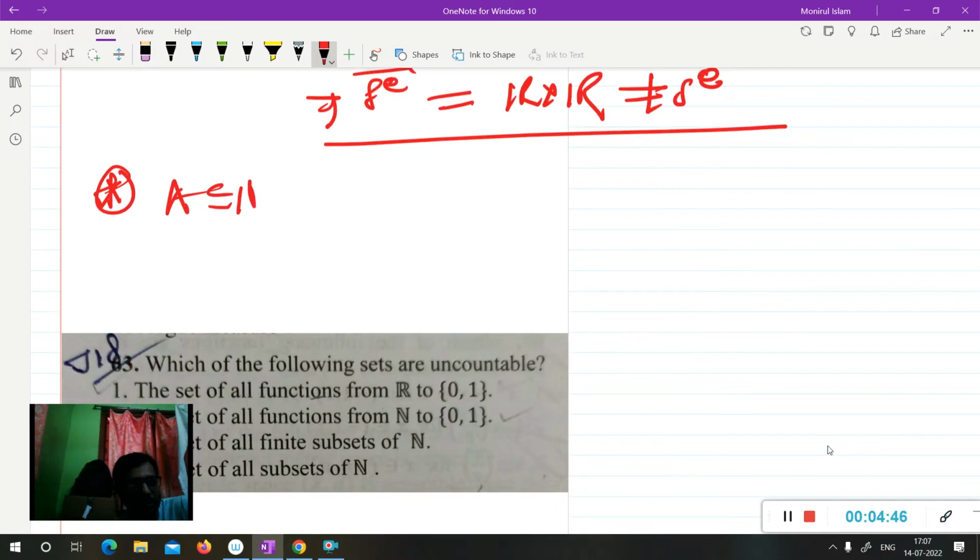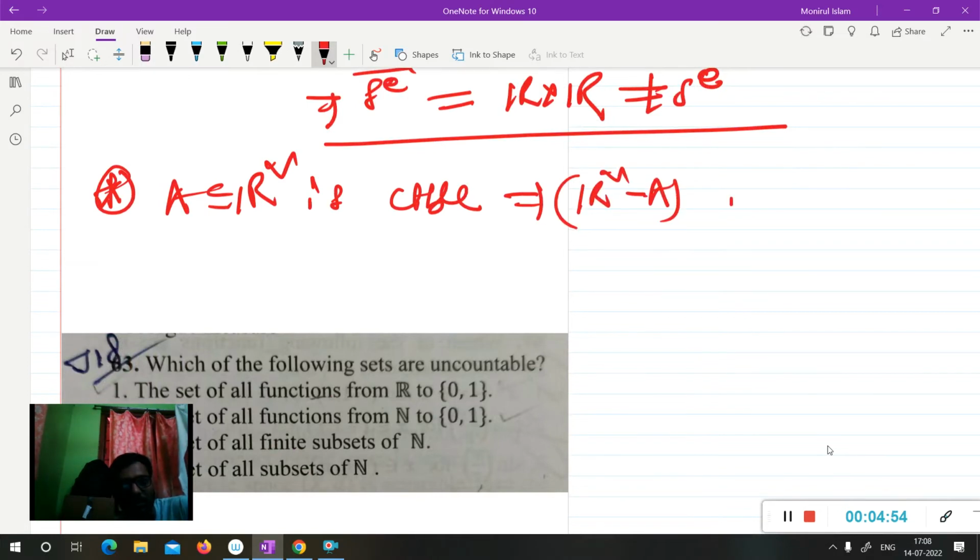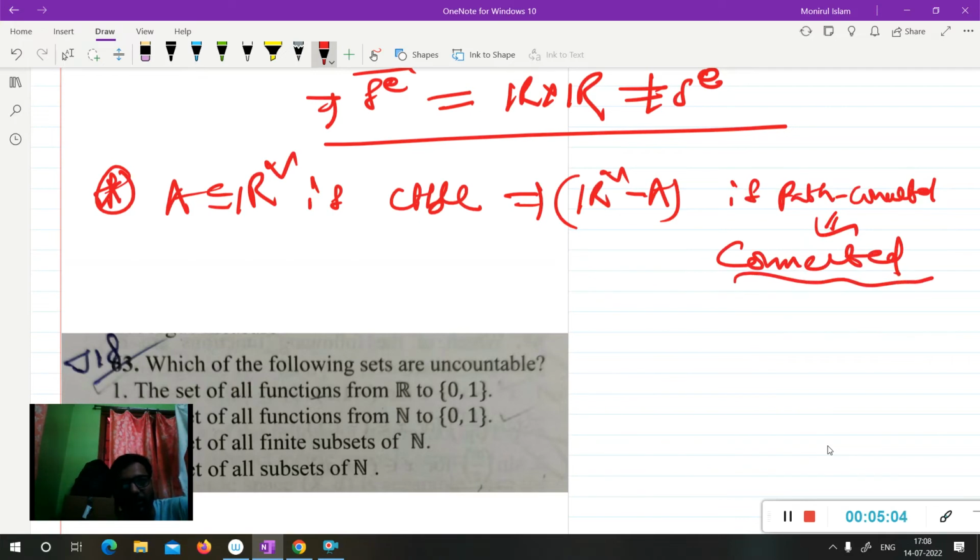If S subset of R² is countable, then R² minus A will be path connected. But we all know every path connected set is connected, so R² minus A is path connected, and therefore R² minus A is connected.